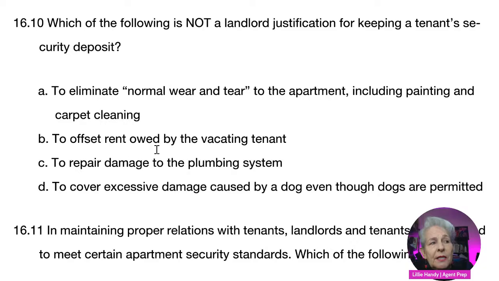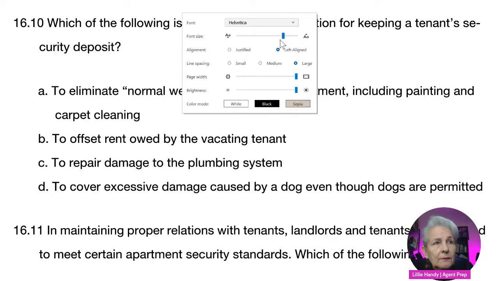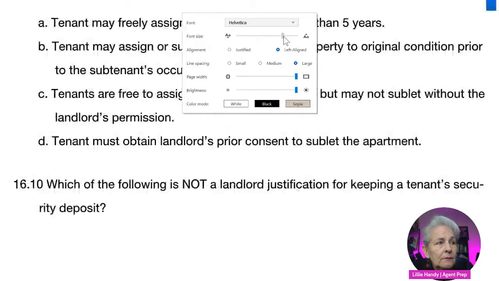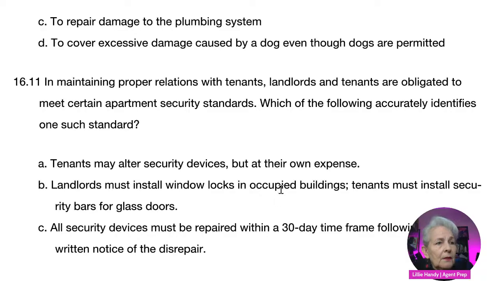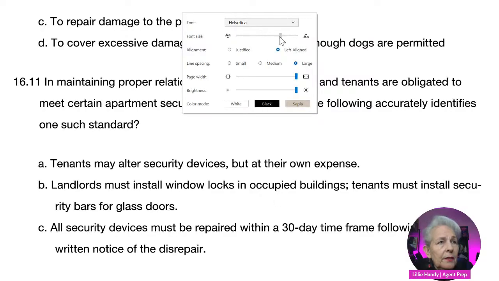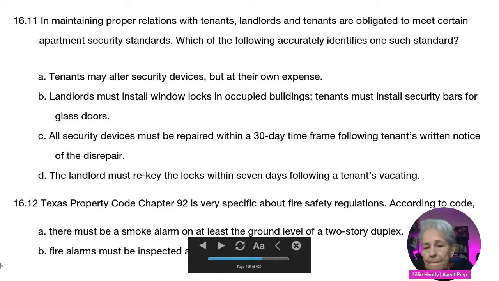They could offset rent owed by a vacating tenant. They could repair damage to plumbing systems caused by the tenant, or to cover excessive damage caused by a dog, even though dogs are permitted. Okay? So number 11. Okay, get why that's the correct answer?